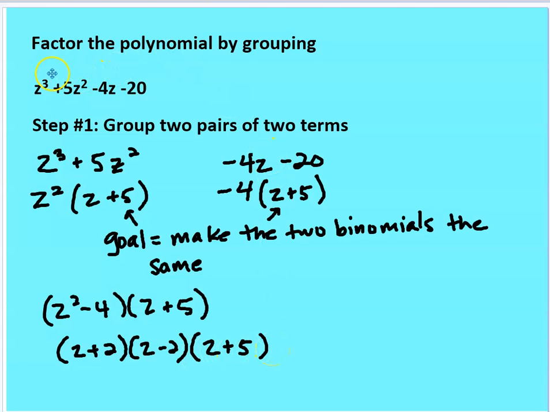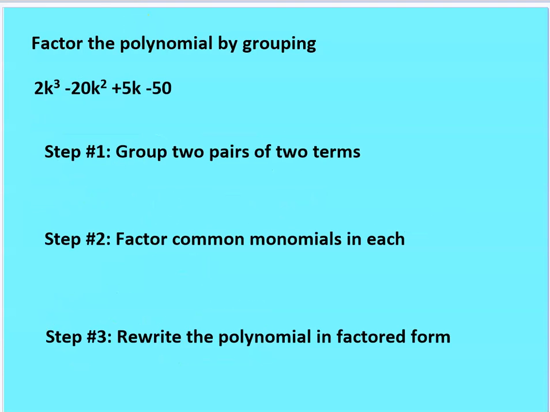So you're going to group the first two, and then I went through the whole process. Then we distributed out the common factors, making that binomial the same, and then we rewrote and completely factored. Okay, so group two pairs of terms, factor common monomials, rewrite the polynomial in factored form. So this is a practice round for you, so please try to do this on your own, and I'm going to give you the answer.